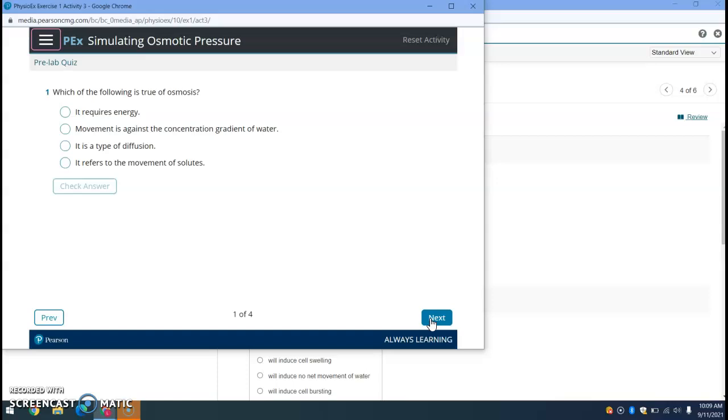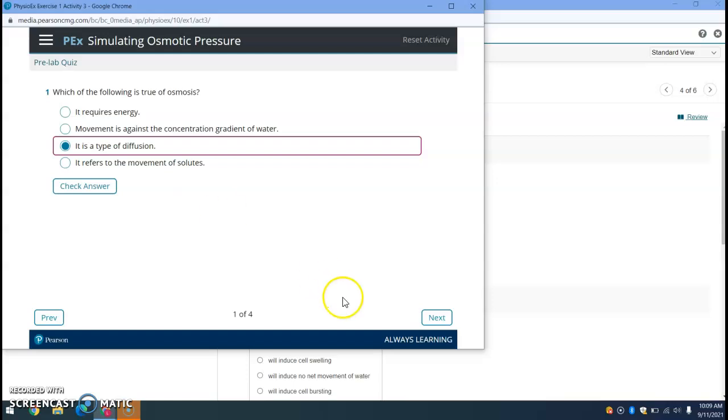So, which of the following is true of osmosis? Well, it does not require energy because it is a passive process. Movement is against the concentration gradient of water? No, it's against the concentration gradient of the solute, but it's with the concentration gradient of the water. It moves from the high concentration of water to the low concentration of water. It is a type of diffusion. It does not refer to the movement of solutes. It refers to the movement of water, which is the solvent.